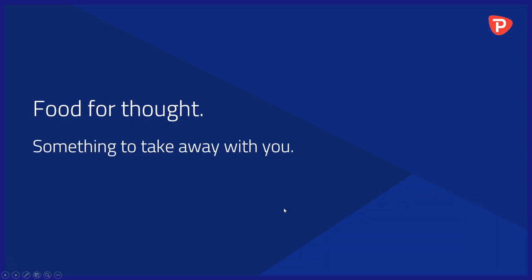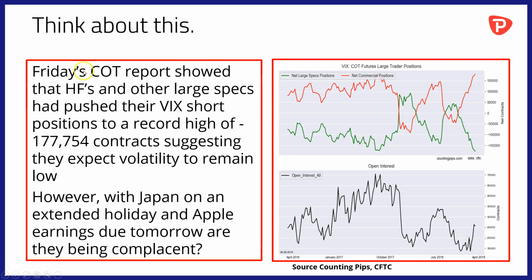Okay then, food for thought and something to take away with you into the trading day and beyond. And why not think about this? Friday's commitment of traders reports showed that hedge funds and other large speculators had pushed their VIX, that's the volatility index contract, their VIX short positions to a record high of some 177,754 contracts, suggesting that they expect volatility in US equities to remain low.